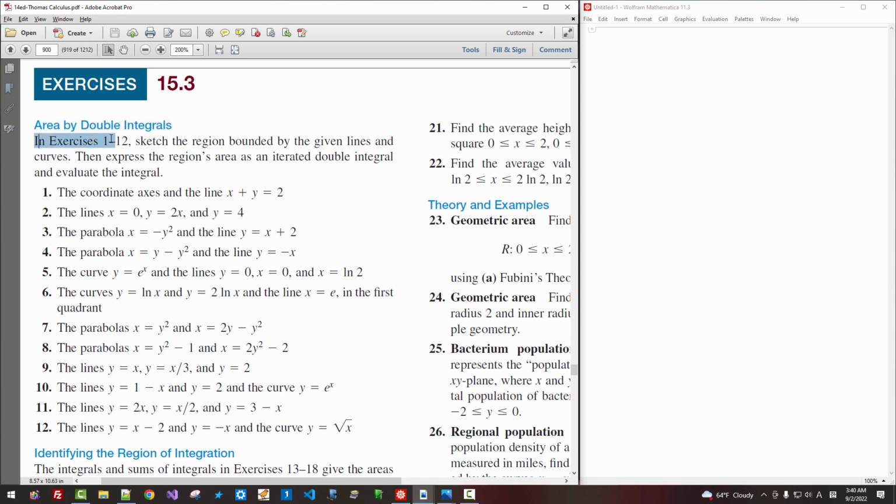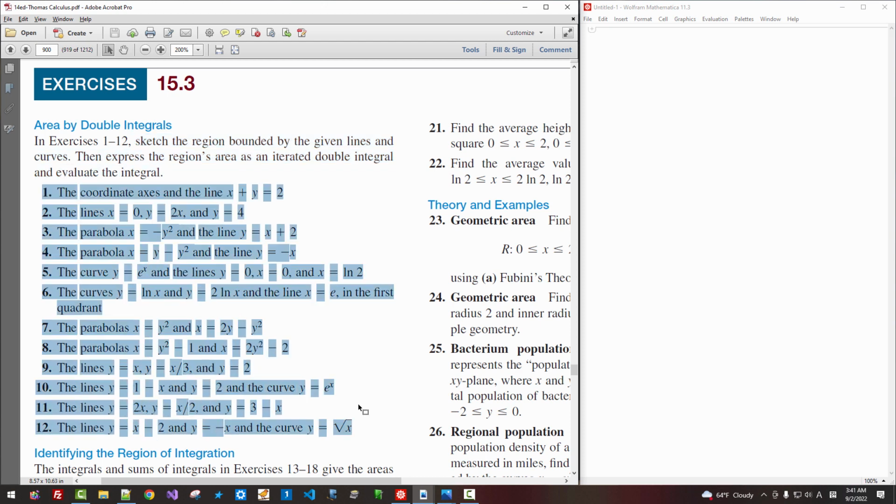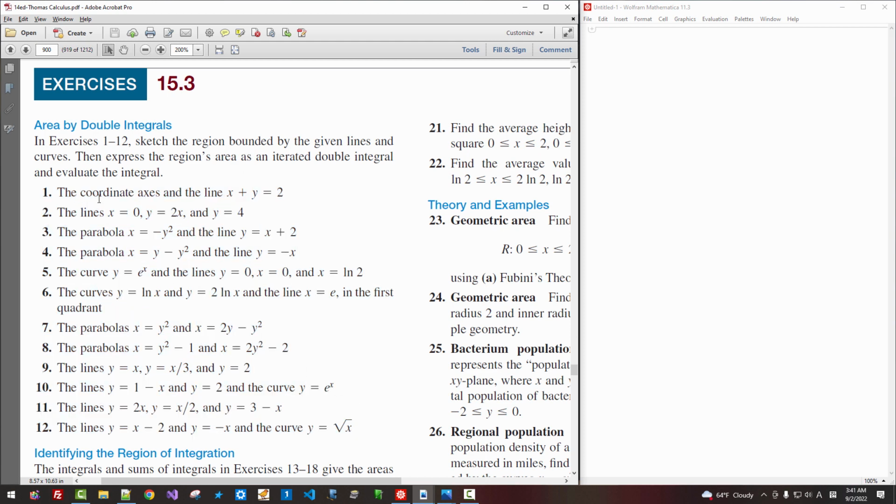In exercises 1 to 12, sketch the region bounded by given lines and curve, then express region's area as an iterated double integral and evaluate the integral. If you want to calculate the area bounded by these conditions, you have to be able to guess correctly the shape of these functions. I will select example 3.